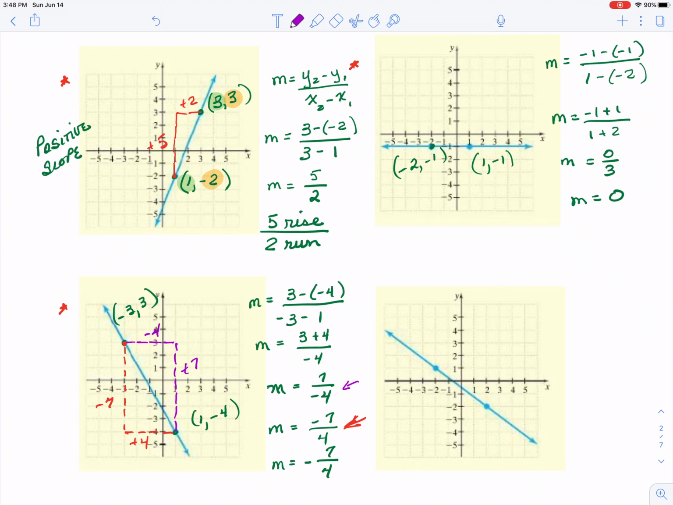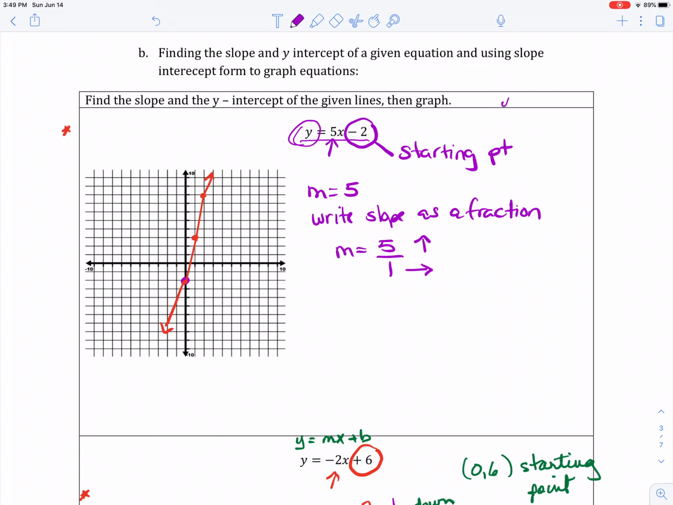So here are a couple that I've already worked out for you. This one's already got y by itself. You see it says y equals 5x minus 2, so it's already got the y isolated, which is what you want to do to get it into this y equals mx plus b form. And once you've done that, you can tell me that the slope of the line is 5 and that it touches the y-axis at 0, negative 2.